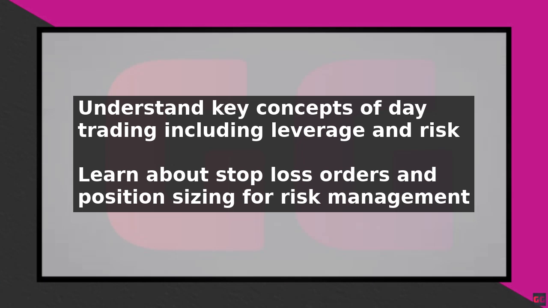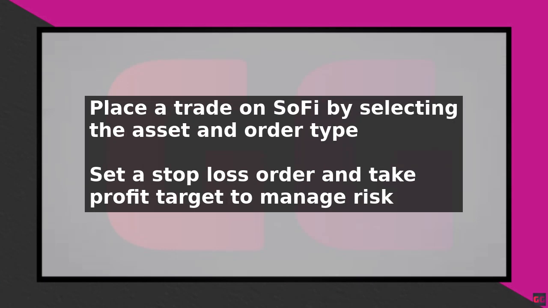To place a trade on Sofi, simply select the asset you want to trade. Choose the type of order you want to use, such as a market order or limit order, and specify the number of shares you want to buy or sell. You can also set a stop-loss order and take profit target to manage your risk and potential profit.